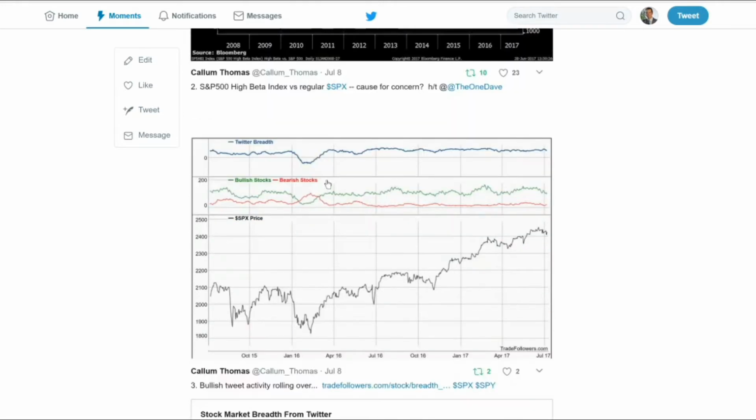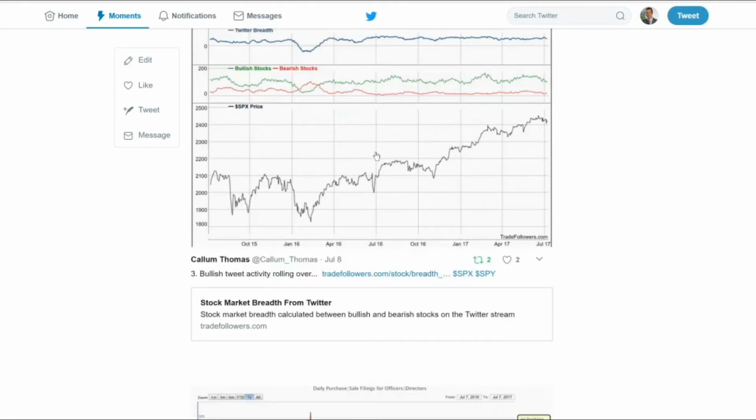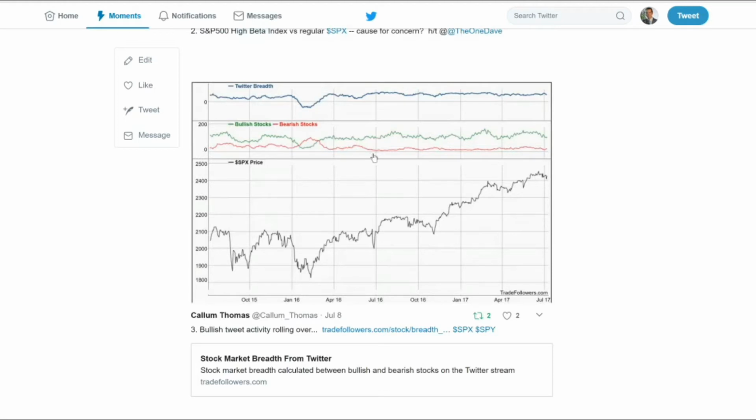Number three is the TradeFollowers bullish versus bearish tweet activity, and they end up with a Twitter breadth indicator, which is quite an unusual indicator, and I always try to bring you some unusual indicators. The reason I decided to feature it this time is that, as you can see there, the green line, which is the number of bullish stocks, or stocks where there's a lot of bullish tweets going on, has started to roll over.